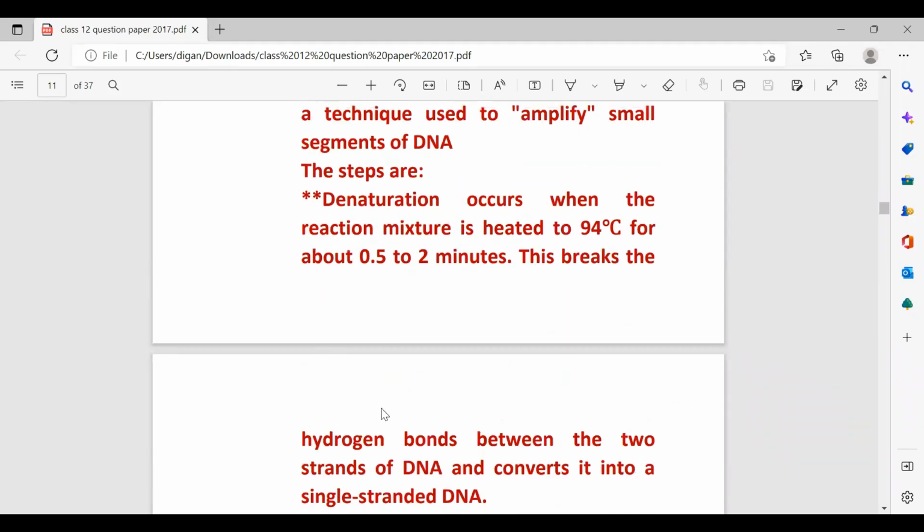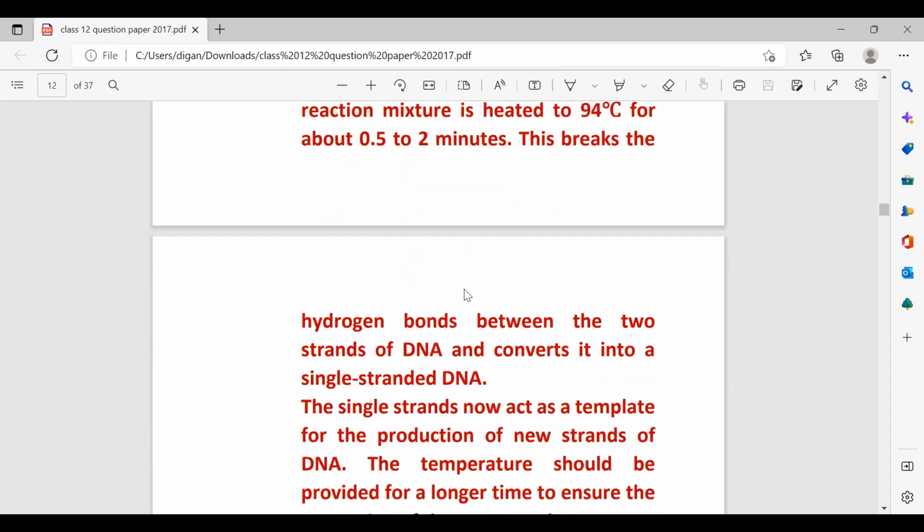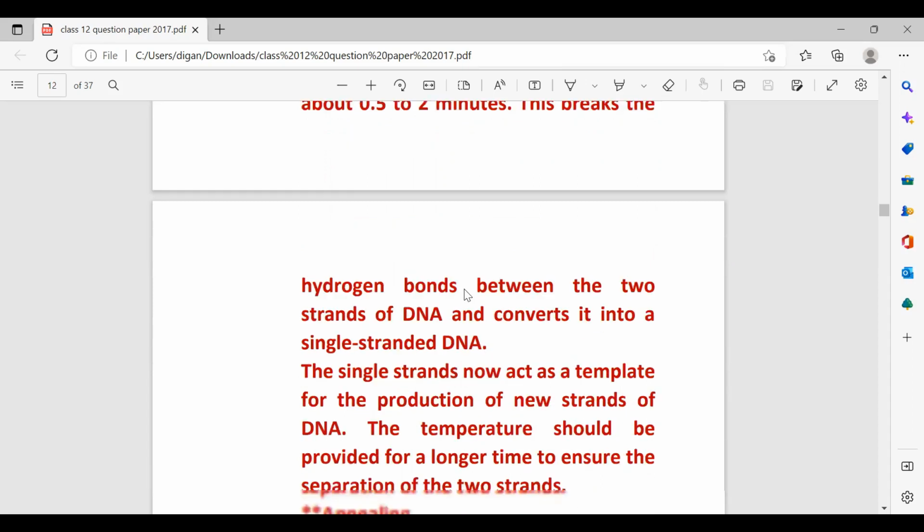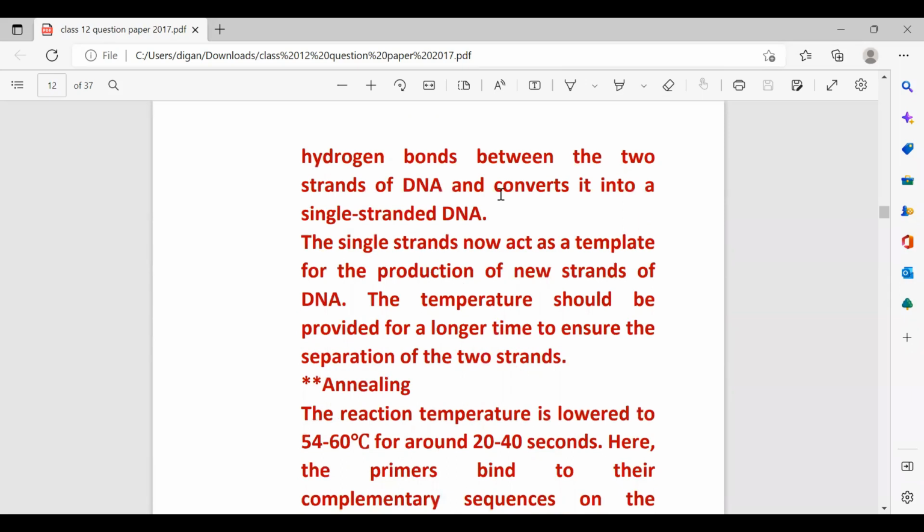So in the first step, what happened? In the first step, the reaction mixture is heated at 94 degrees centigrade for approximately 0.5 to 2 minutes. As a result, the hydrogen bonds which join the two strands of DNA are broken, and the strands become single. Now after the hydrogen bonds break, the single strand acts as a template for the production of a new strand of DNA.